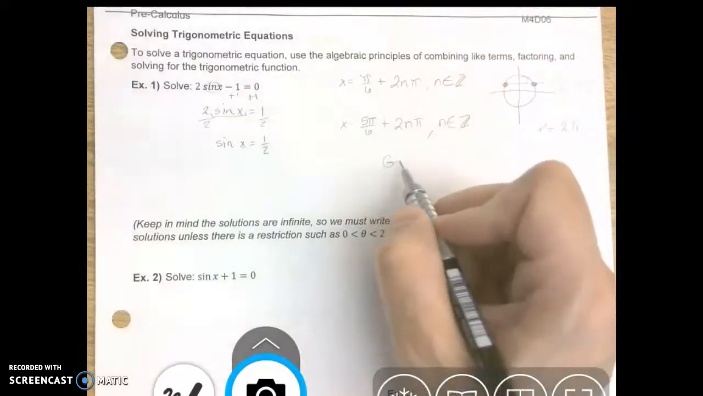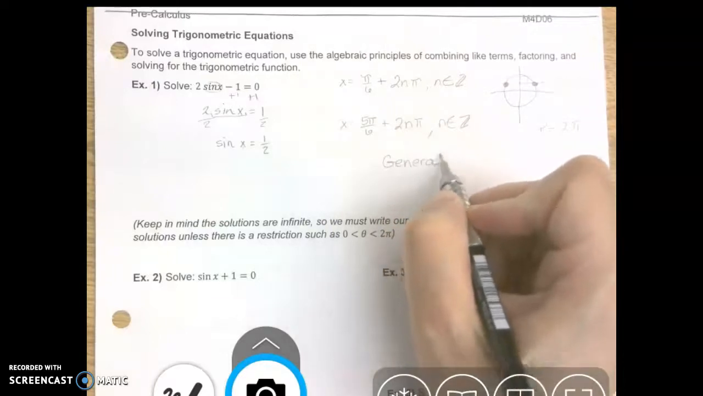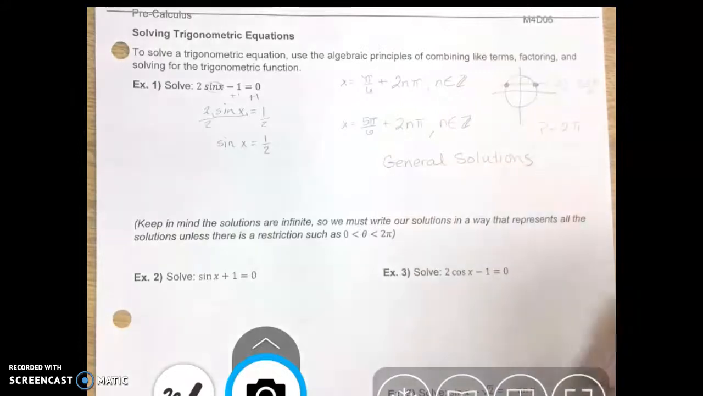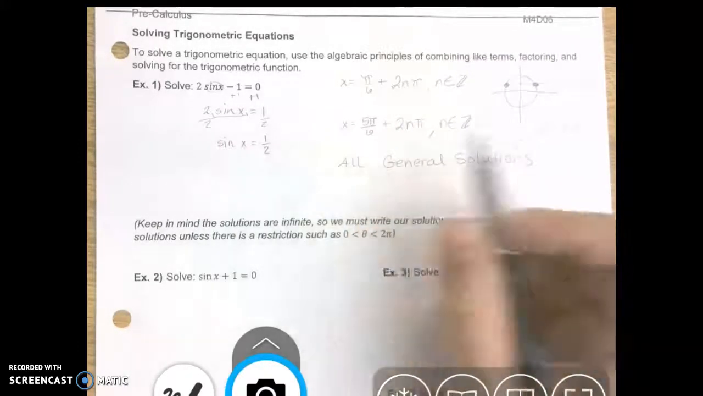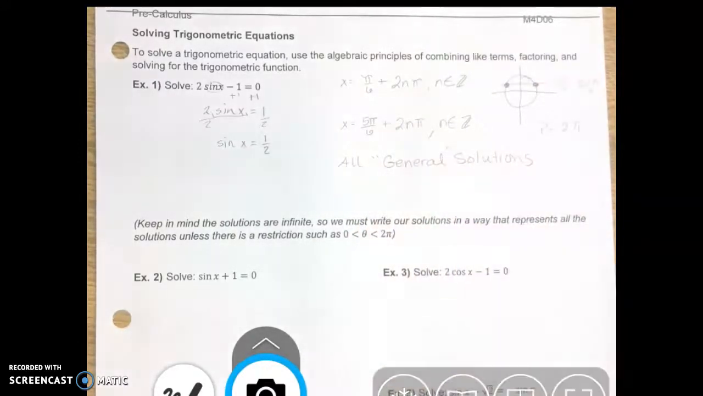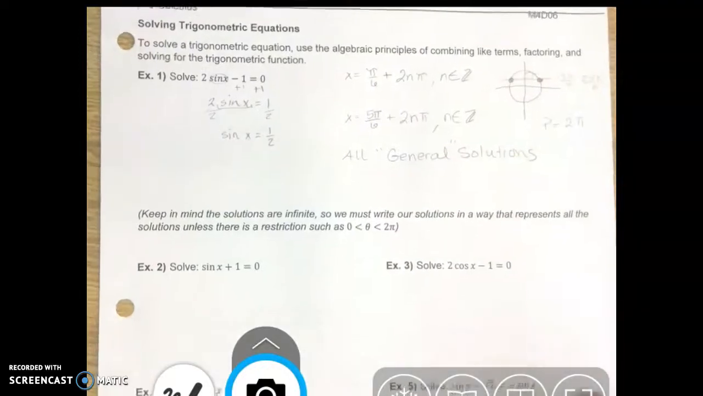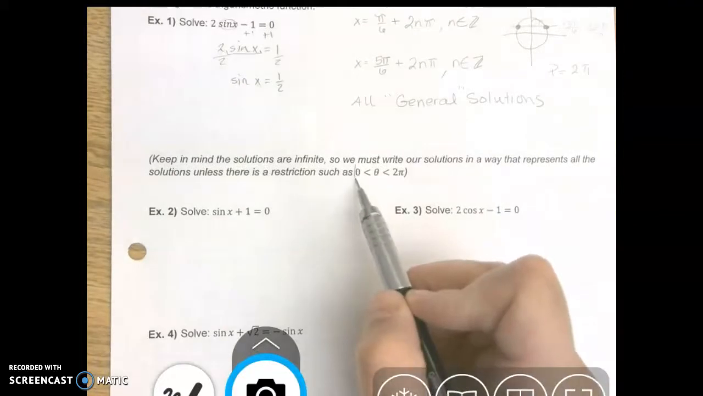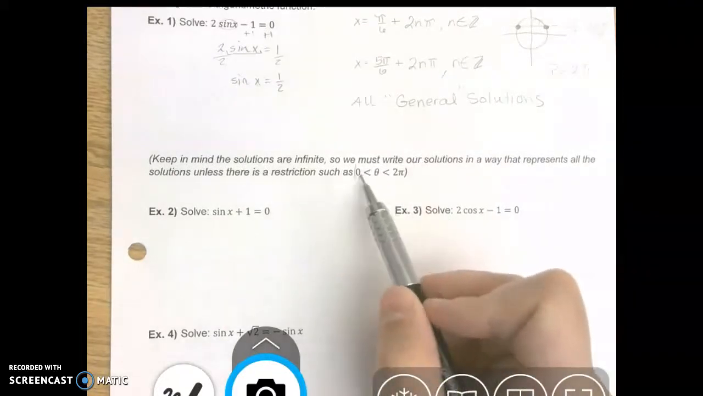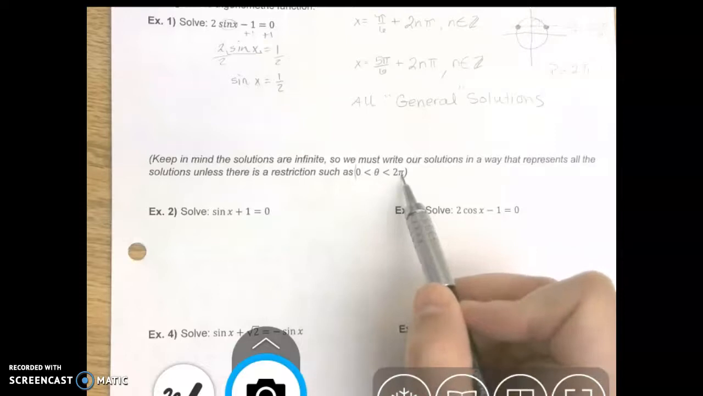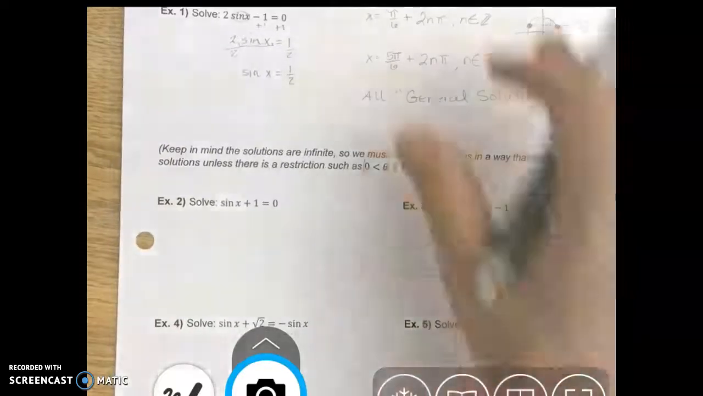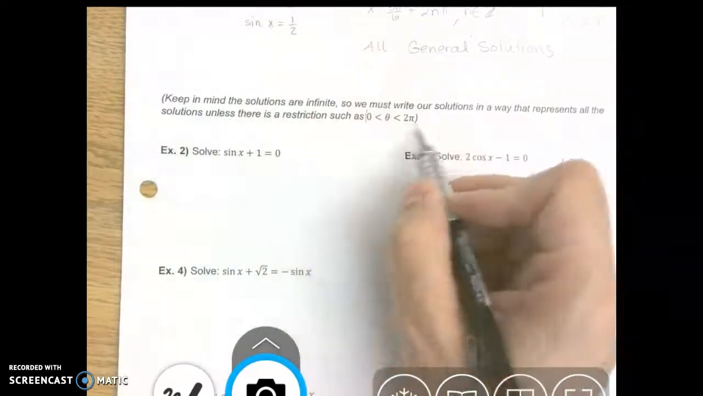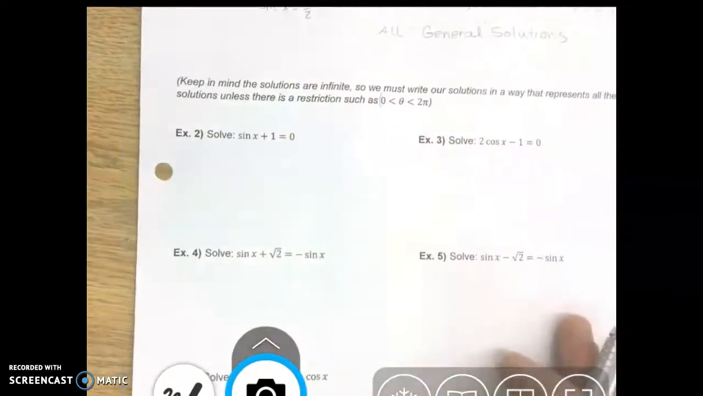These are what we call general solutions, or all solutions. But there are times where we can actually just focus on a certain range. So this says we want to find solutions from 0 to 2 pi. Those are restrictions. So let's just assume that we're going from 0 to 2 pi for these right here.